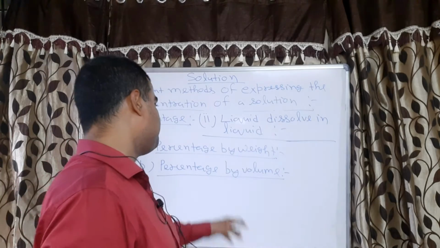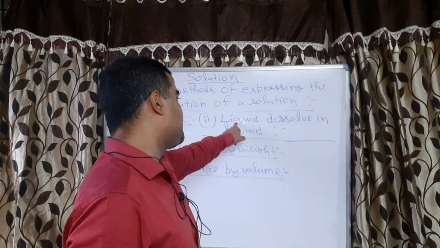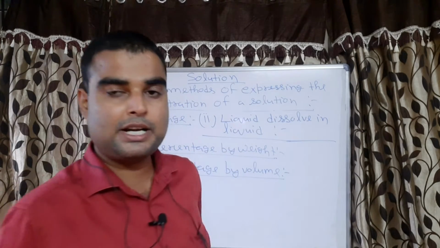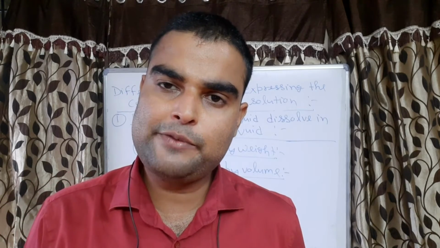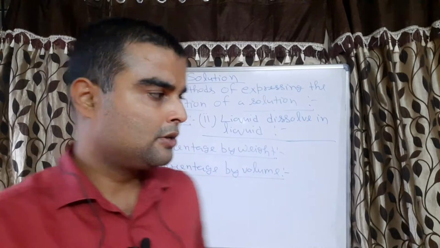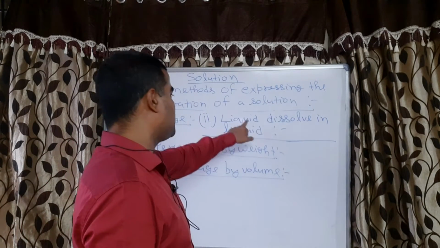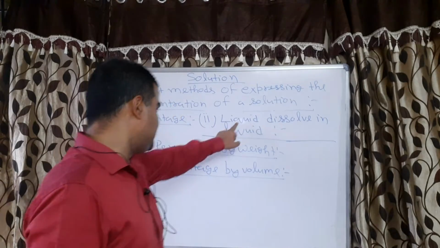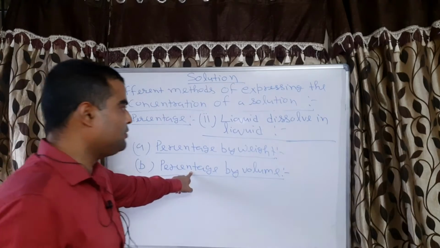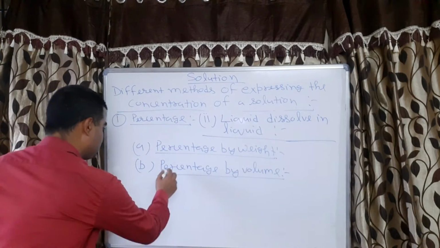I have written here percentage by volume, but here solute is also liquid and solvent is also liquid, and liquid can very well be taken in the volume. Correct? So percentage by volume means the volume of the solute present in percentage, means 100 ml or centimeter cube of the solvent. Okay? So that I will write here because this is different.